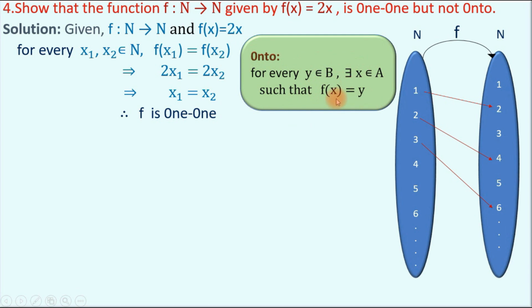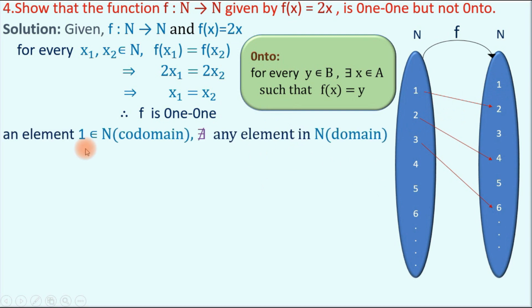For onto function, look at a relationship diagram. Here, every element in the codomain is not an image. Take an element in the codomain which is not an image of any element of domain and write like this. This means an element 1 belongs to codomain. There does not exist any element in the domain such that f of x equals 1. That means 1 is not an image of any element.